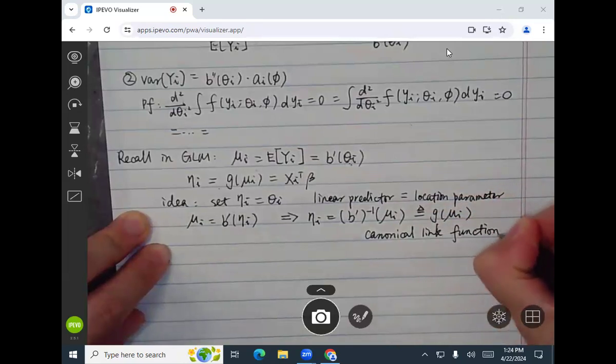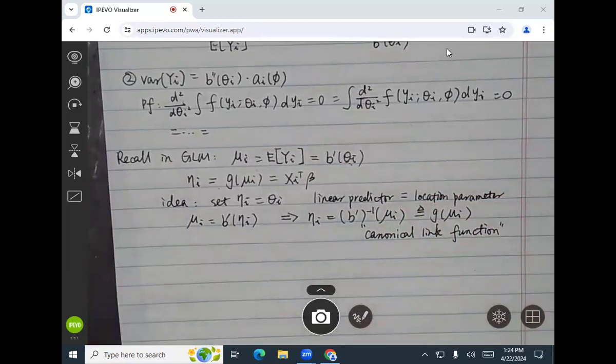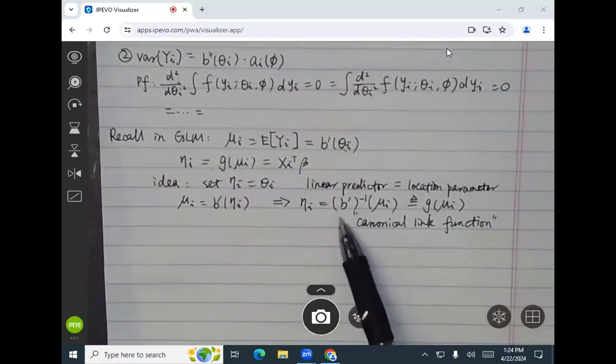So it just provides a way to specify the link function for a specific distribution. As long as you can write the distribution as an exponential family, find the b function, take the derivative of the b function, then take the inverse. That's your link function.